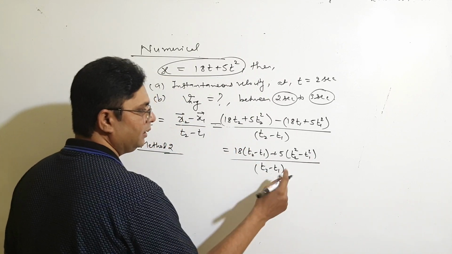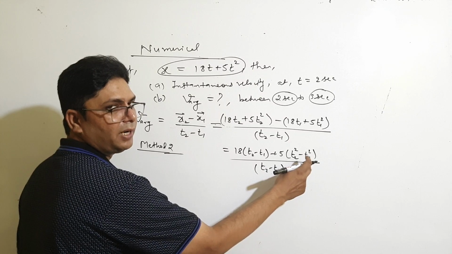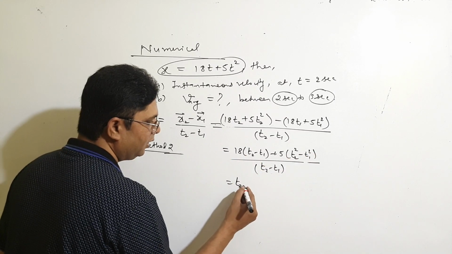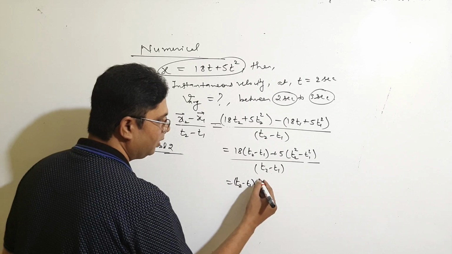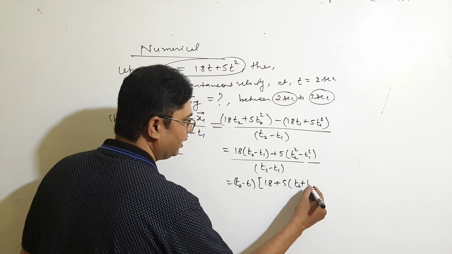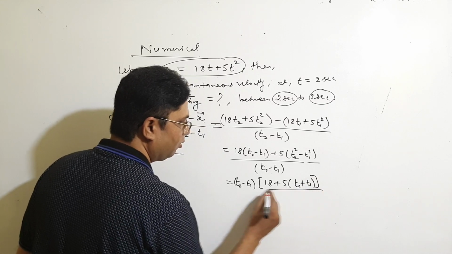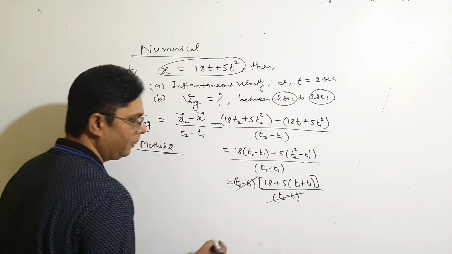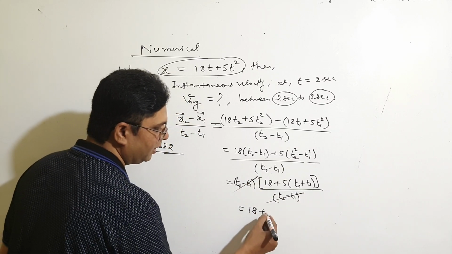This is a square minus b square, which equals a minus b times a plus b. So take out here t2 minus t1. Under bracket you have 18 plus 5 under bracket t2 plus t1, whole divided by t2 minus t1. Cancel this t2 minus t1. Now put the value of 18 plus 5.